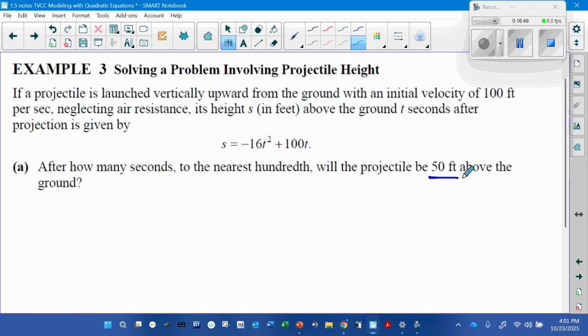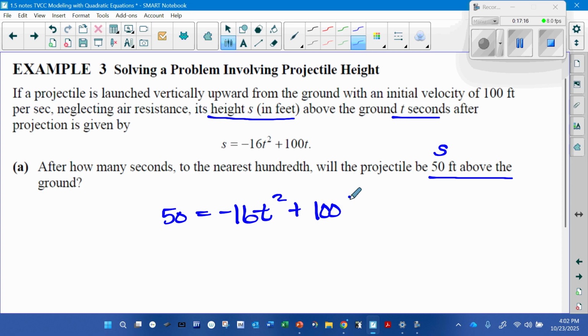So what is the 50 representing? Is it representing our s, height in feet, or is it representing the seconds or time? Since it's talking feet, we know it's height. So we can take our equation and this is going to be your s. So we're going to say 50 equals -16 t squared plus 100 t.